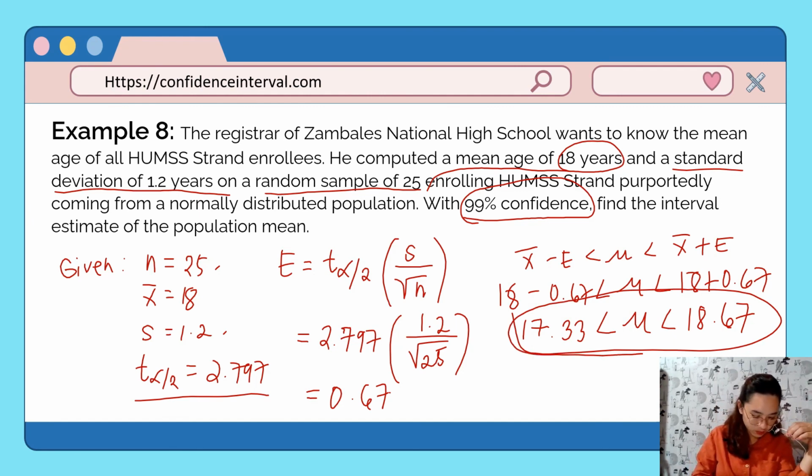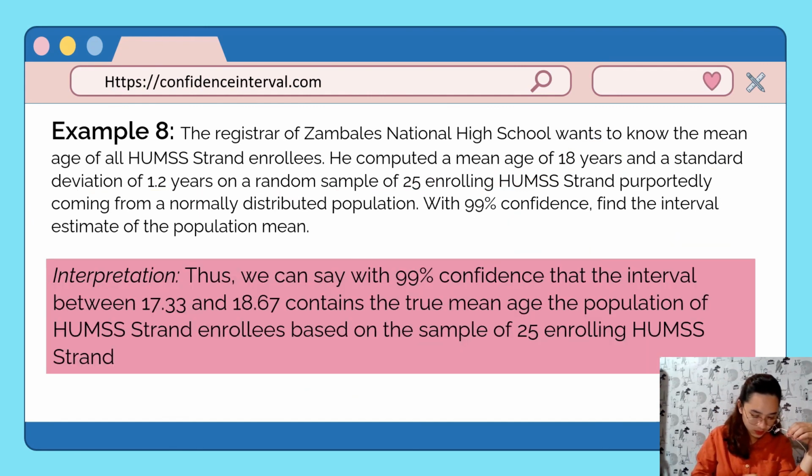So, ibig sabihin lang po na we can say with 99% confidence that the interval between 17.33 and 18.67 contains our true mean age of the population of yung strand enrollees based on the sample of 25 enrollee yung strand. So, bali ganun lang po kung paano natin kunin ang confidence interval estimate.